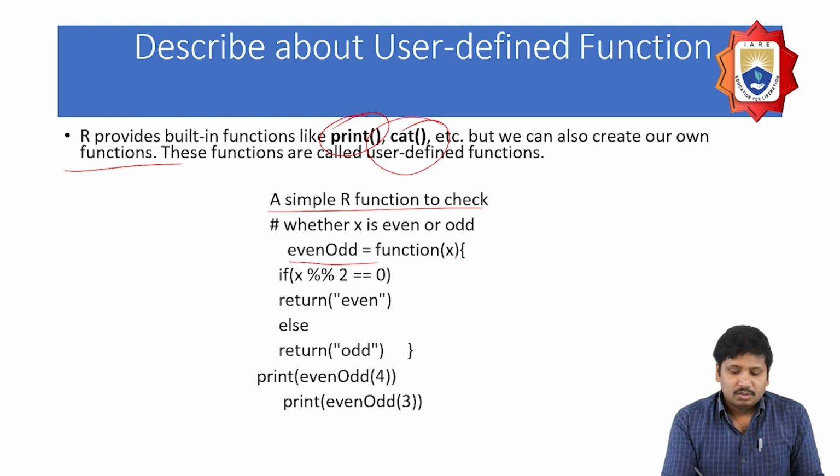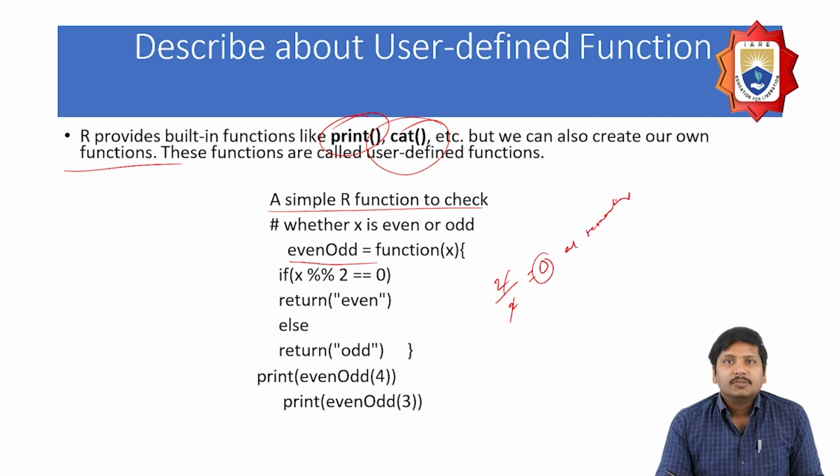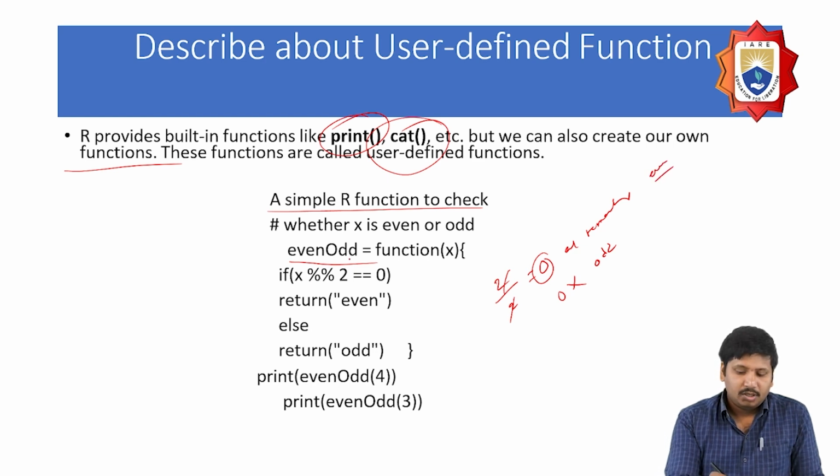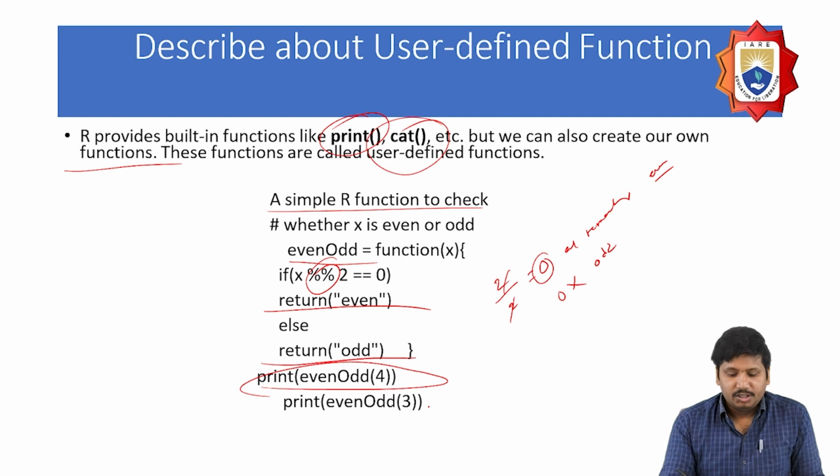So the function of x is written for even or odd. How can I say the number is even or odd? If the number has zero as the remainder, then it should be even. If it is not zero, then it should be odd. That is the concept. So here x is the variable: if x modulus 2 equals 0, return even, else return odd. And then print the even-odd function.